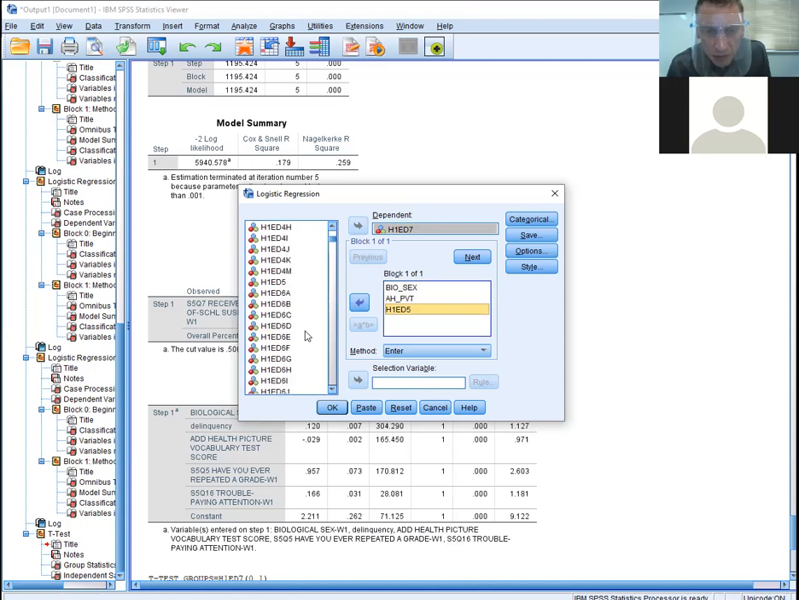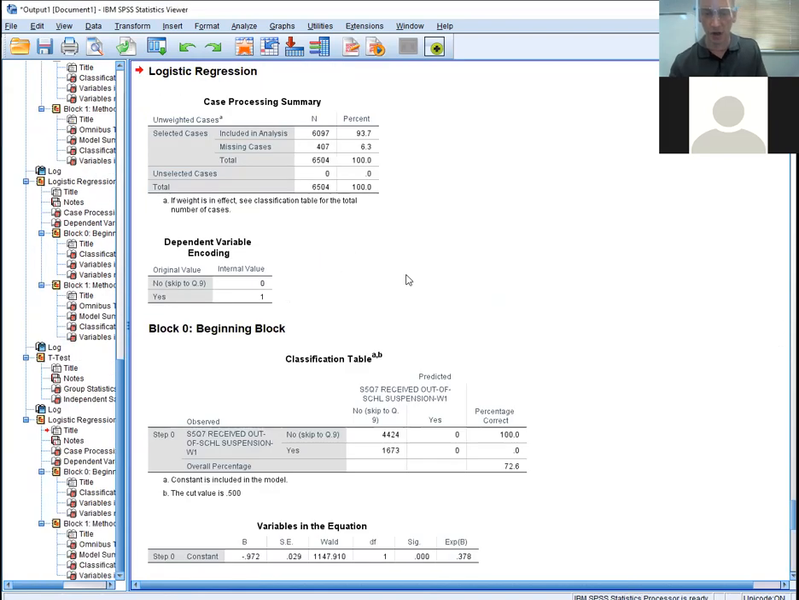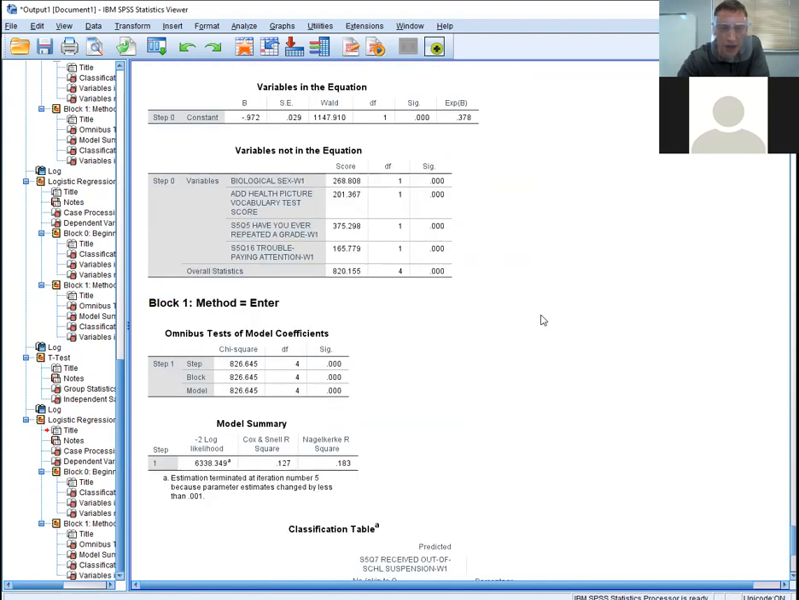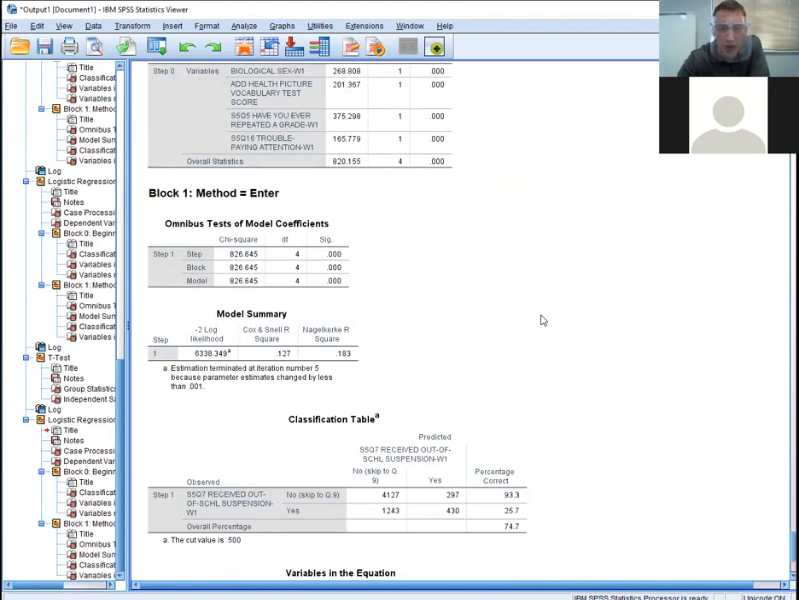H1ED16. Oh, it's back up here. Okay, so these are all predicting the odds of being suspended from school. And we go ahead and hit OK. So it does give you this step 0 block that's not of great value to us.